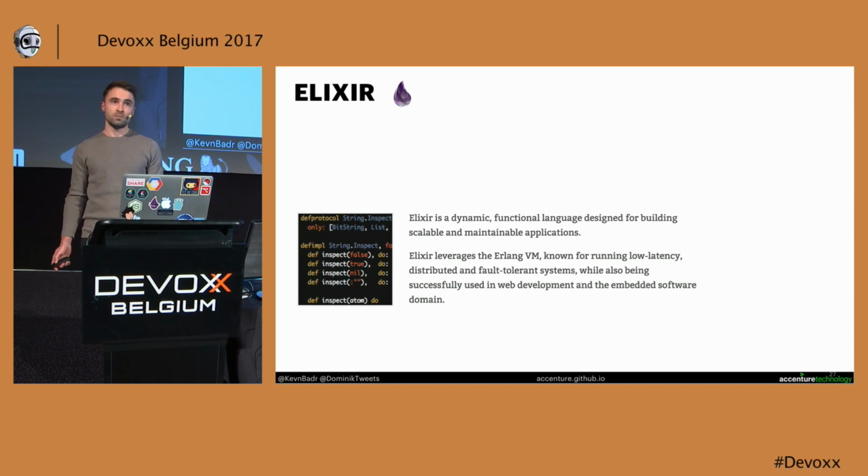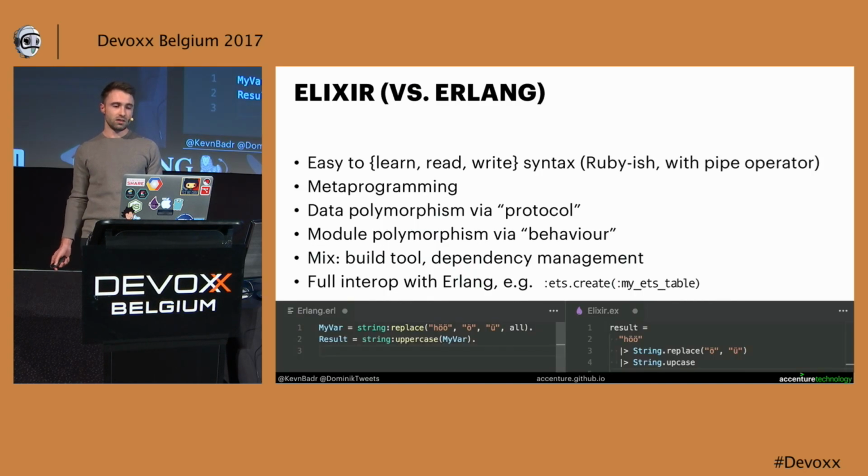So this was Erlang. Now the question is, I said Elixir. What is Elixir and what is the difference? Elixir is basically a dynamic functional language on top of the Erlang VM and also directly compatible with it. So for instance, you see here at the bottom ETS create, my ETS table. This is an Erlang method as called from Elixir. So you can directly call Erlang code from it.